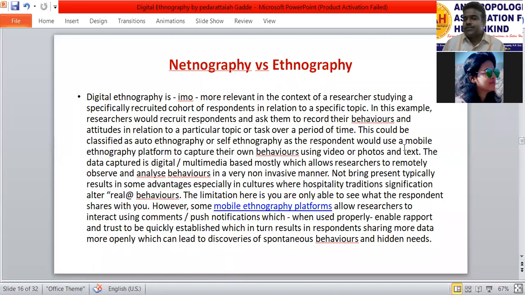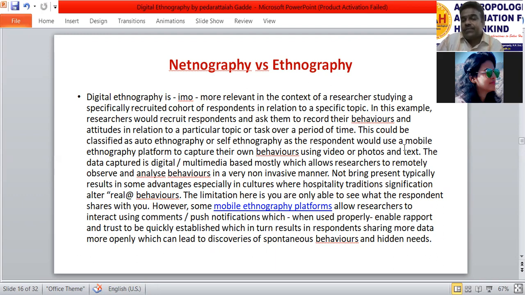Digital ethnography is more relevant in the context of a researcher studying a specific recruited cohort of respondents in relation to a specific topic. In this example, researchers would recruit respondents and ask them to record their behaviors and attitudes in relation to a particular topic or task over a period of time.